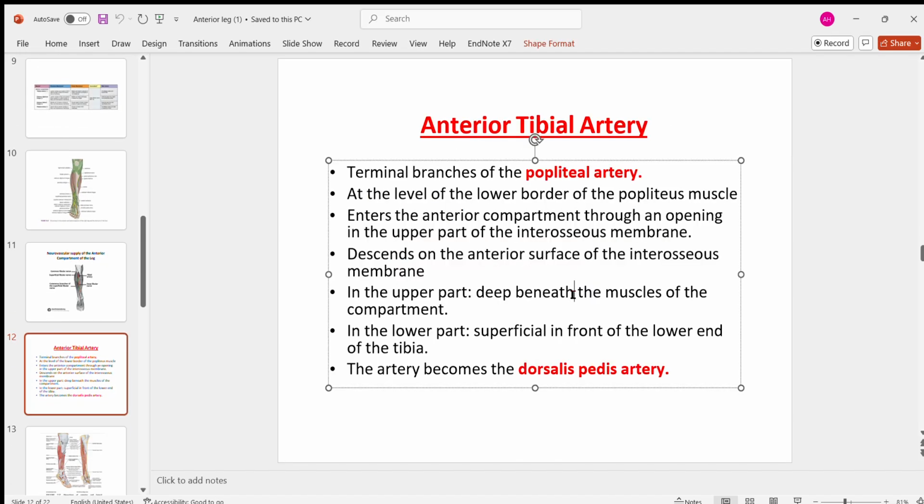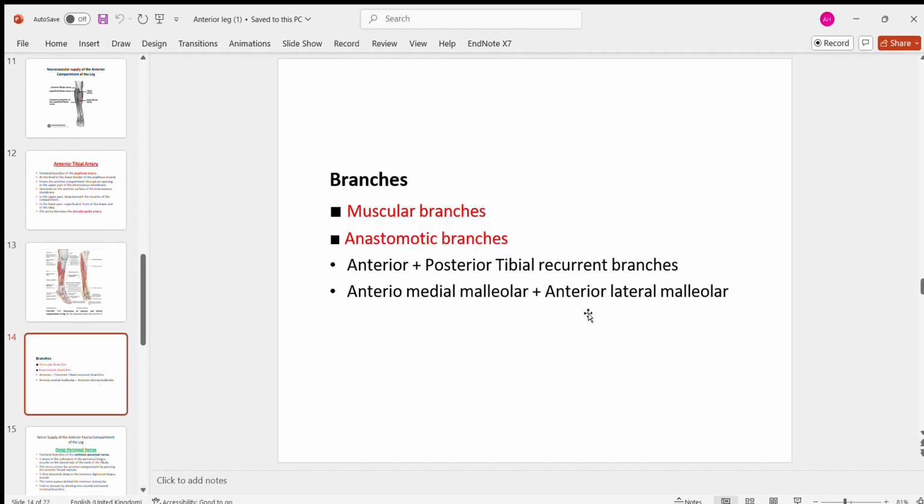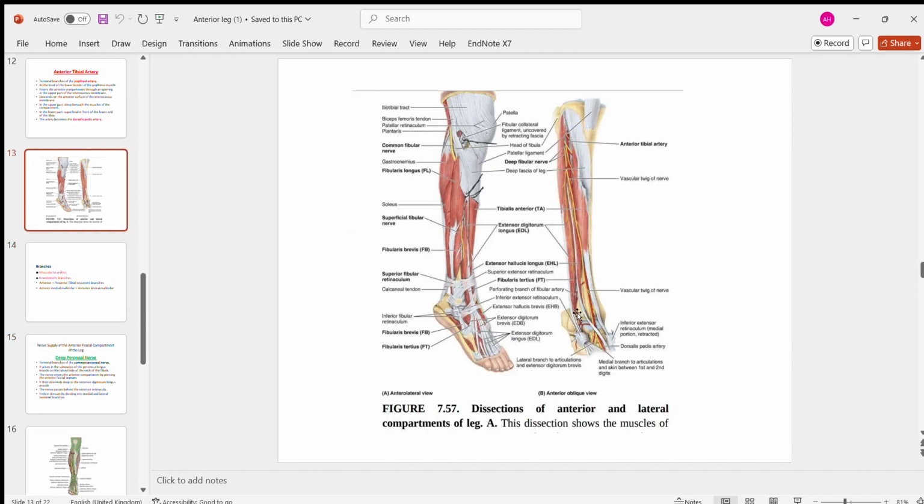The anterior tibial artery is the terminal branch of the popliteal artery. Here you can see this is the anterior tibial artery. It starts at the level opposite the tibial tuberosity, in the popliteal fossa. It enters the anterior compartment of leg, passing through the upper opening of the interosseous membrane here. Then it goes down on the anterior compartment of leg, and then at the level of the two malleoli, the medial malleolus and the lateral malleolus, it becomes the dorsalis pedis artery.